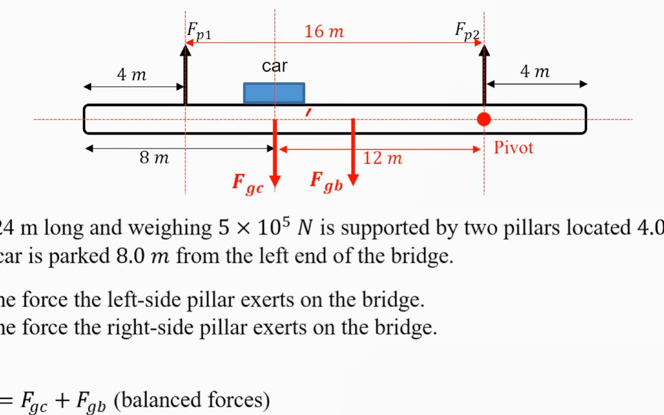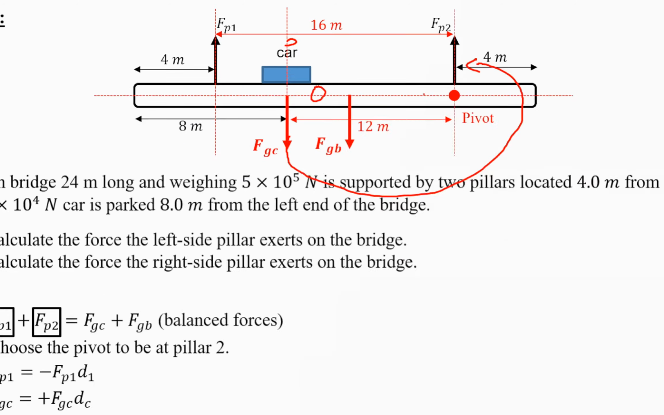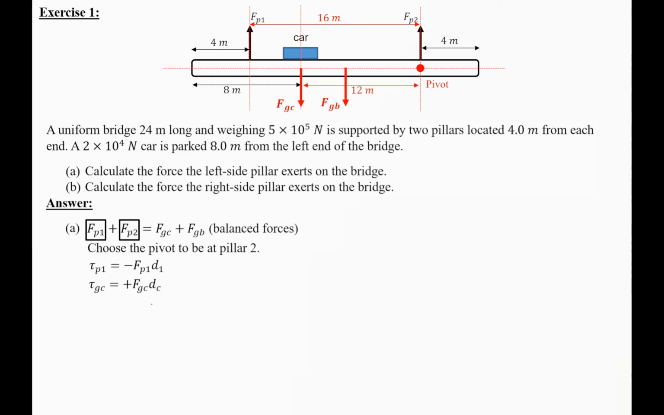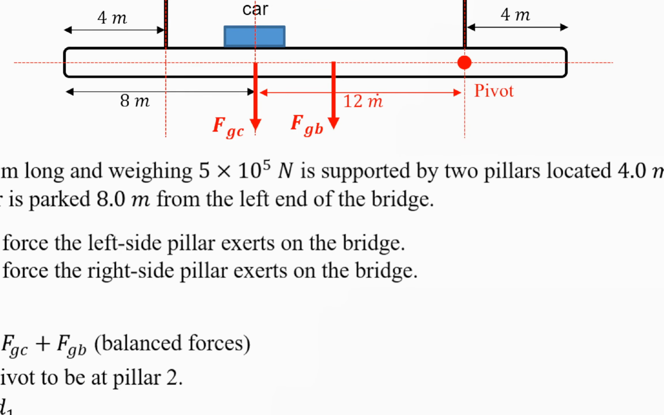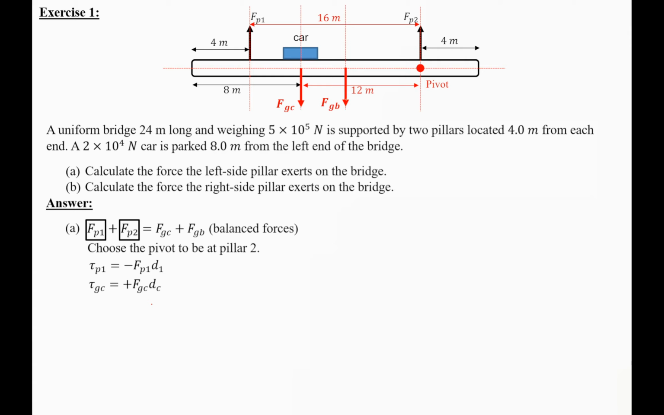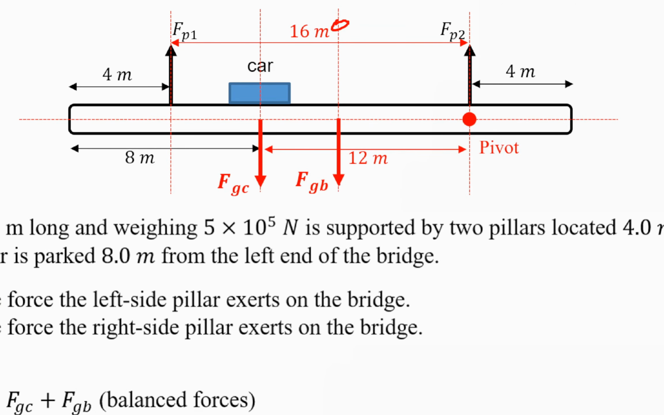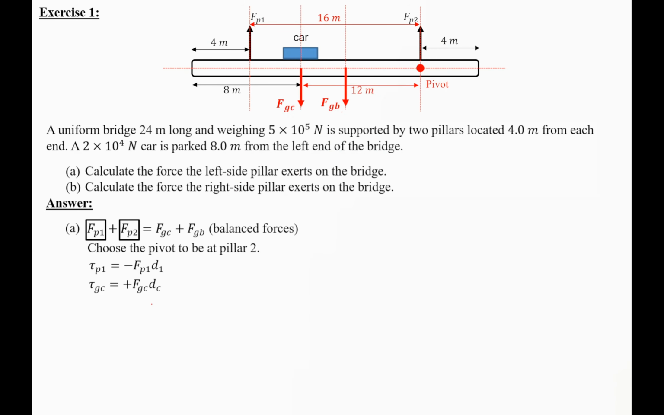Now the torque produced by the pull of gravity of the car: that would be the radial direction, that would be the tangential direction, no need for a cosine, and that would cause a torque in the positive direction. For this reason it's positive, and DC would be the distance from FGC to the pivot, which is 12 meters. FGB lies along the tangential direction, no need for a projection, and the distance would be 8 meters, so that would be plus FGB multiplied by dB. Now net torque would be equal to 0, that's rotational equilibrium, so tau P1 plus tau GC plus tau GB would be equal to 0.